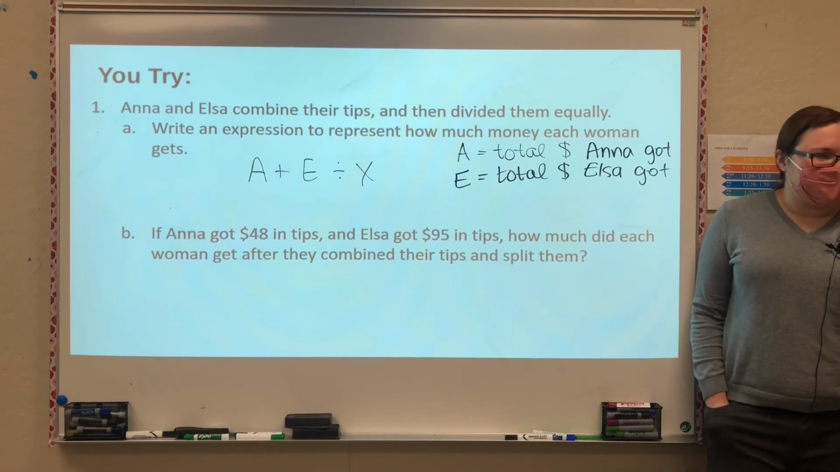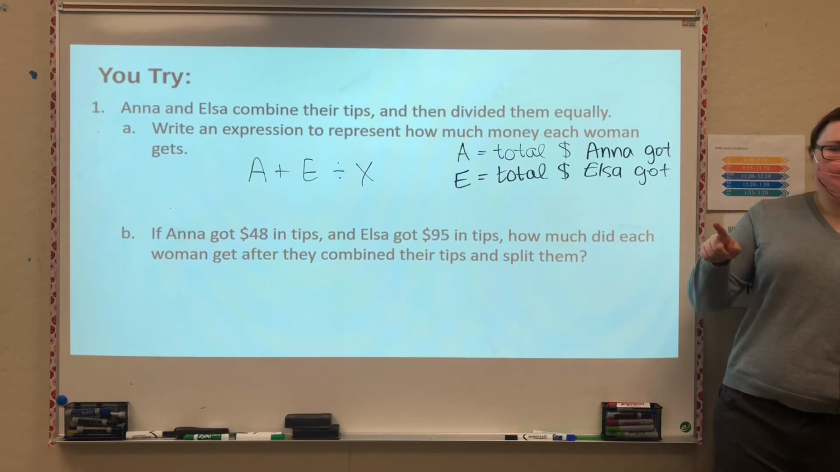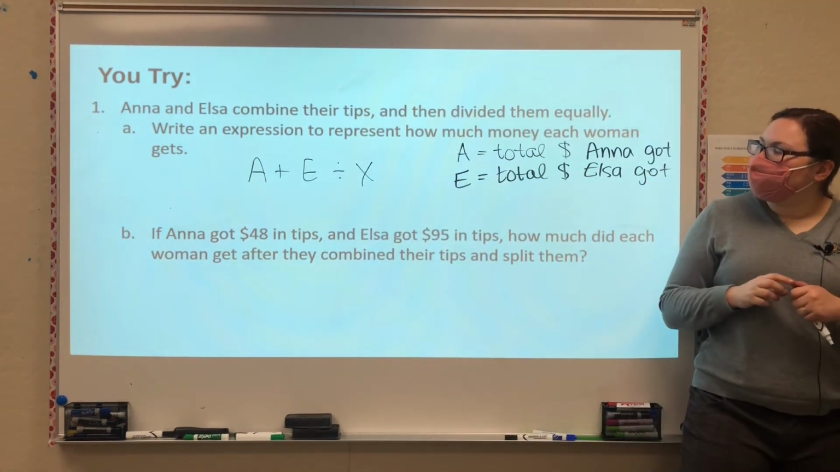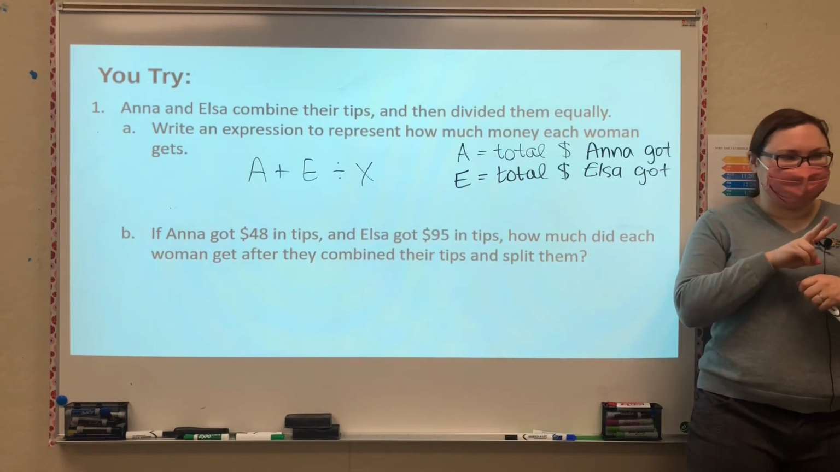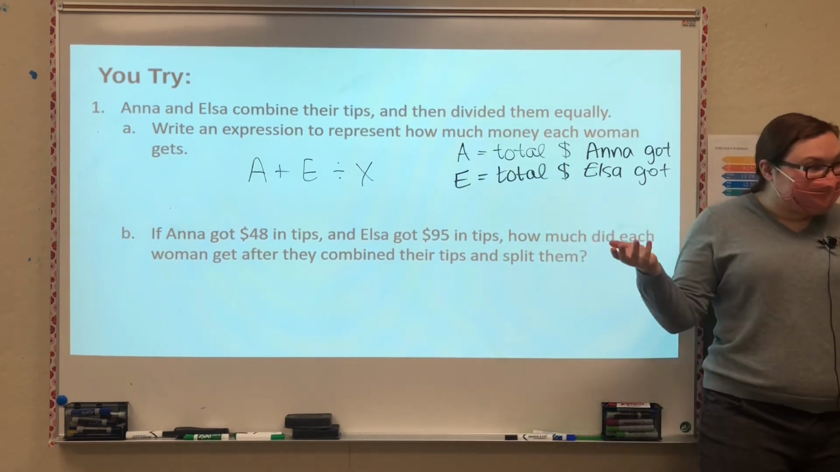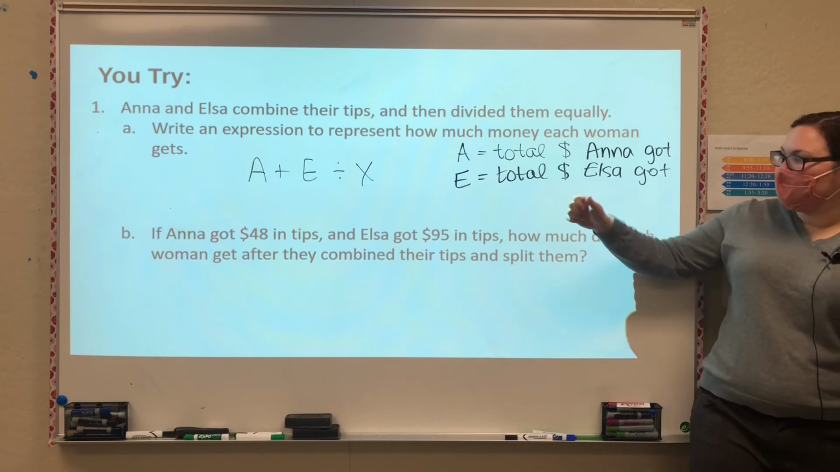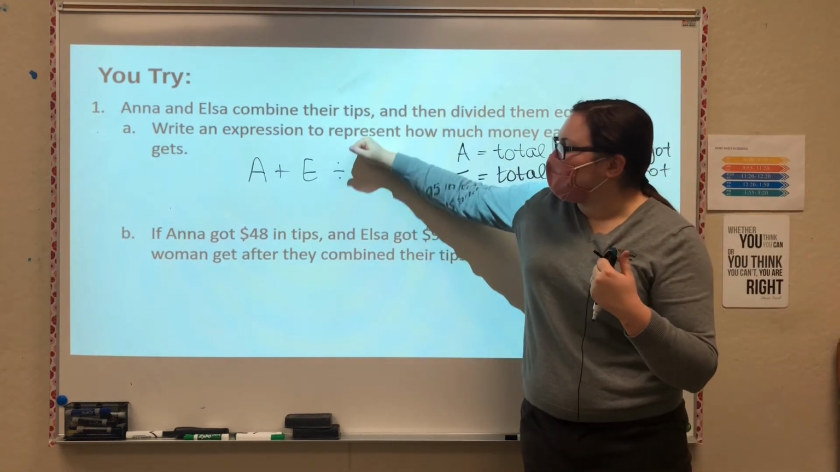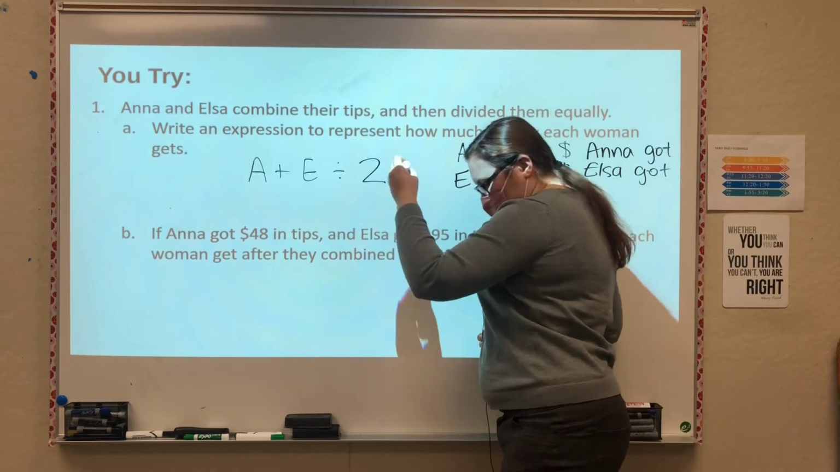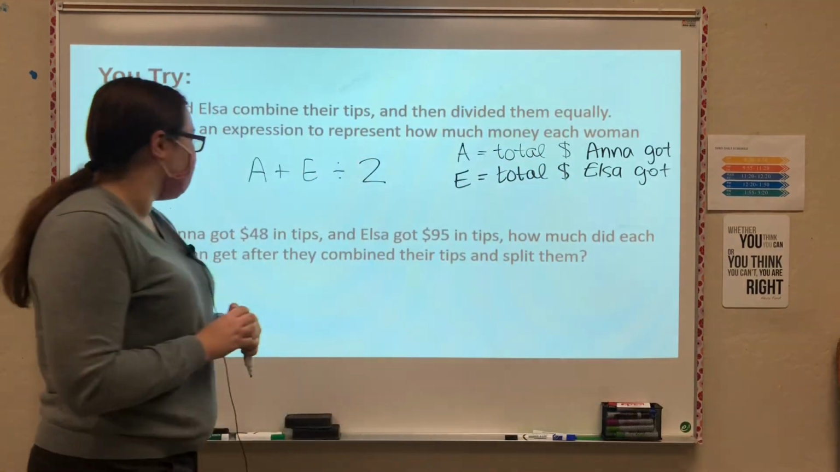Now you used X. I saw something else on your guys' papers. What are we dividing it by? 2. Where's the 2 coming from? Because there's only 2 people. Yeah, it says that we're dividing it between the 2 people. So we actually don't need X there. I can just say divided by 2. So there's 2 variables in this problem.